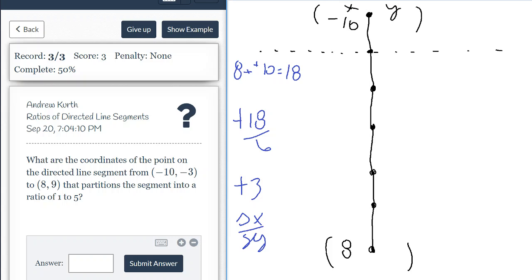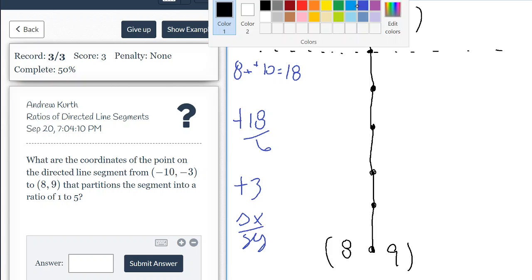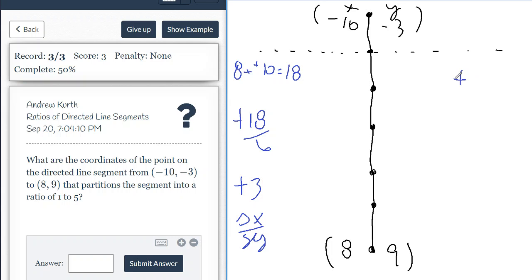Now over here on the y side, we are starting with y equal -3, and we're finishing with y equal +9. So to get from -3 to +9, we need to add 12. And we can find that by doing y2 minus y1. So we have 9 minus -3 equals 12. And then we have 6 segments. So we have 12 over 6 equals adding 2 per move.